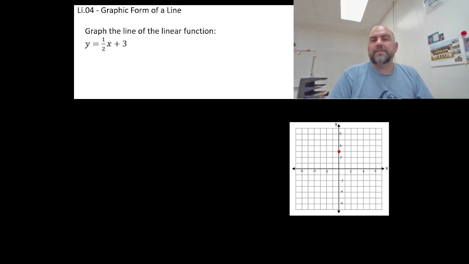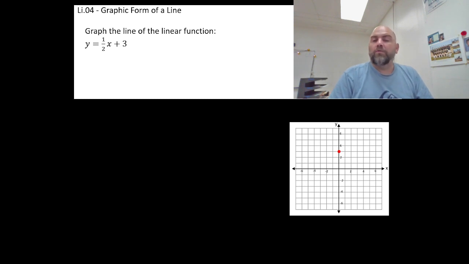The next thing is that we need to find a second point, or third, or fourth, or fifth, depending on how many we really need. And we're going to use our slope to do that. So we're starting at 3, and we're going to use our slope, which is 1/2, to find our next point.